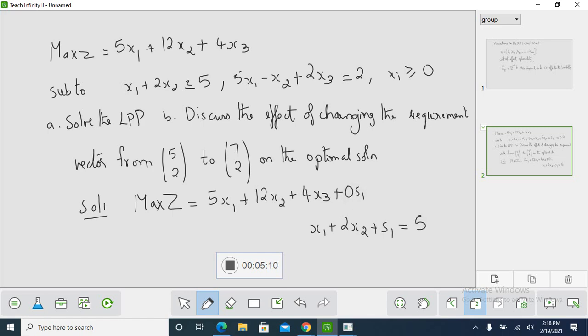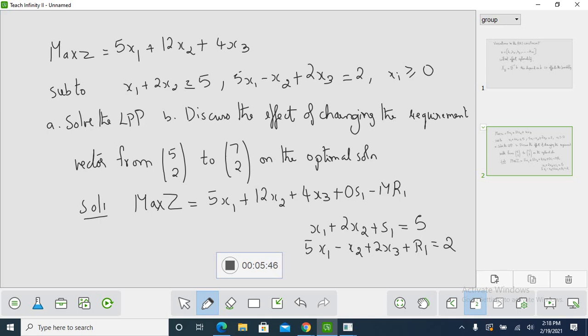Now for my second constraint, it's an equality constraint, so what should I add? R1. I can add R1. So I will have 5x1 minus x2 plus 2x3 plus R1 equal to 2. What is the cost associated with R1? For a slack it is 0, for an artificial variable it is minus M, so minus M times R1.